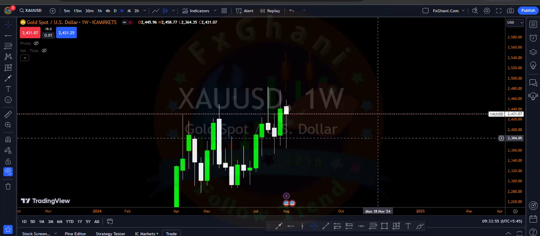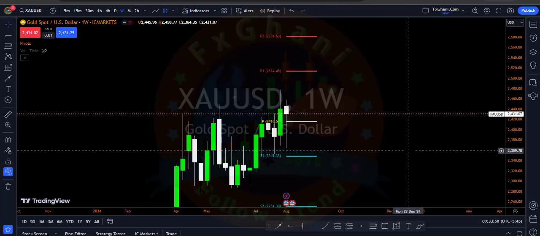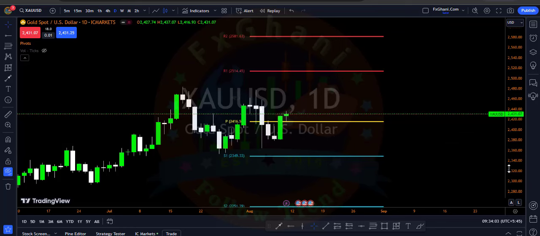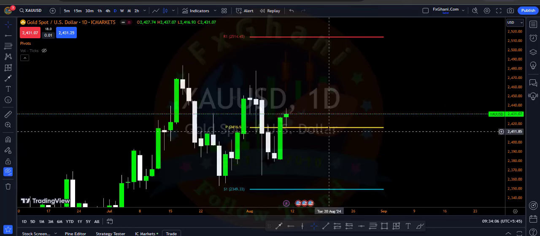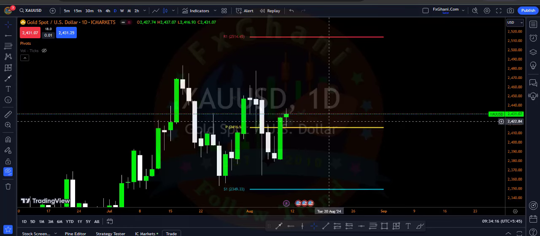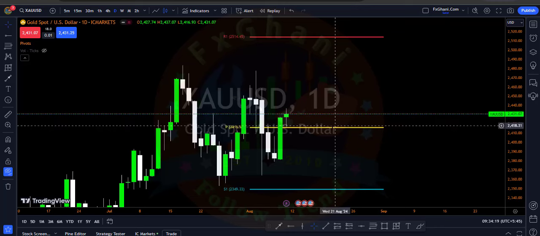So in the monthly pivot we are above the monthly pivot, but in the weekly pivot we are also above the weekly pivot. So weekly pivot price is 24.17 level. So monthly and weekly pivot price is the same. So there is a very high probability that next week prices can go upward.